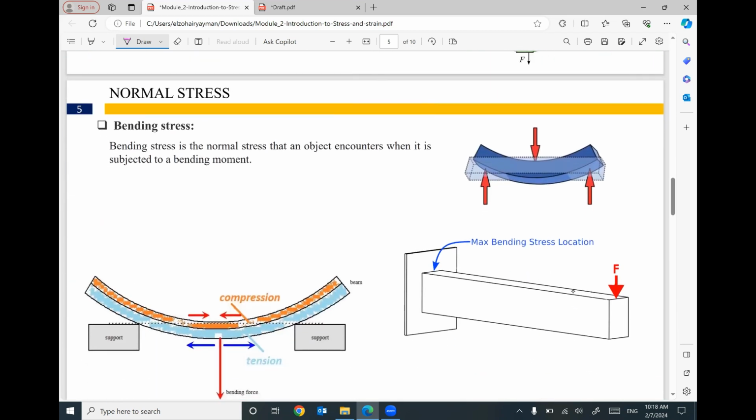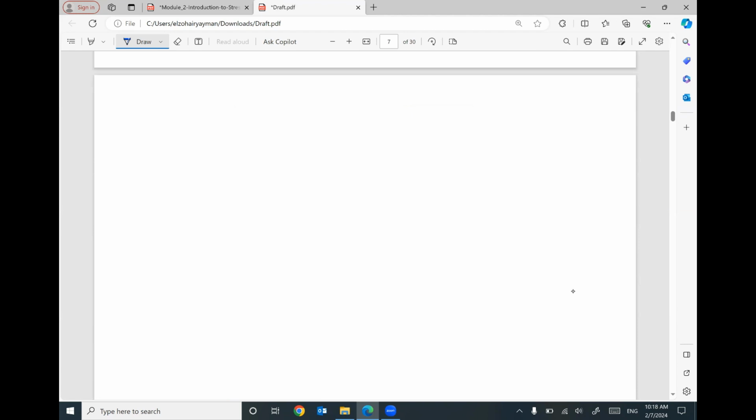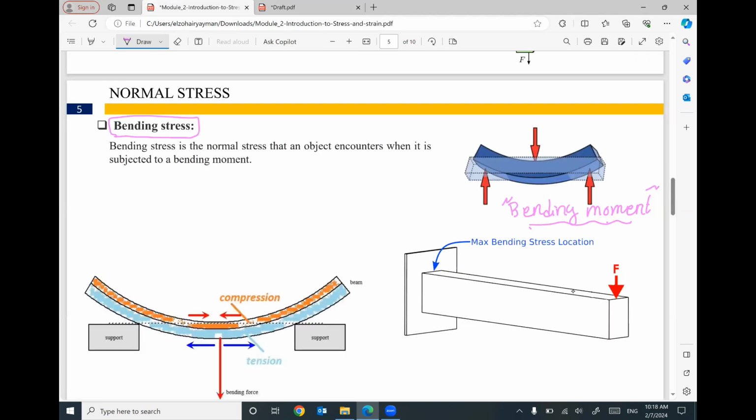Also, the bending moment. If we have a member and we have bending moment or bending, this will cause normal stress. And in this case, if you have bending moment causing a normal stress, I can call the normal stress bending stress. I can summarize what I said here, but let me finish this part first. So the bending stress is normal stress that an object encounters when it is subjected to a bending moment.